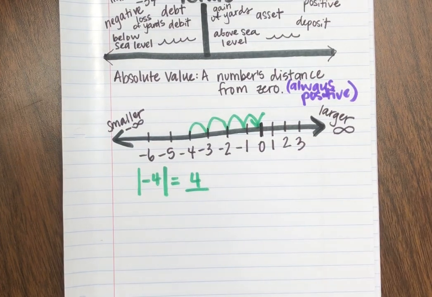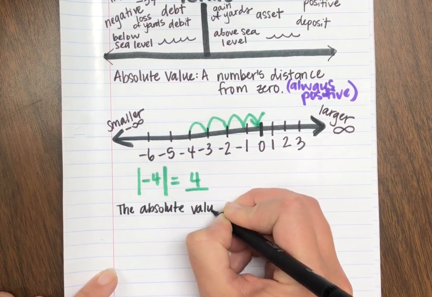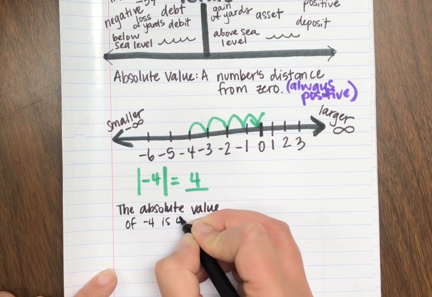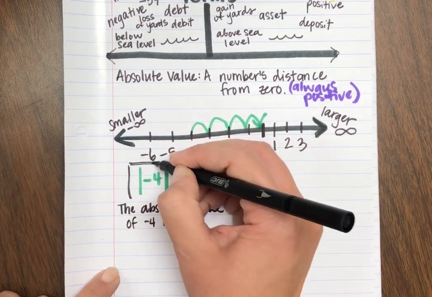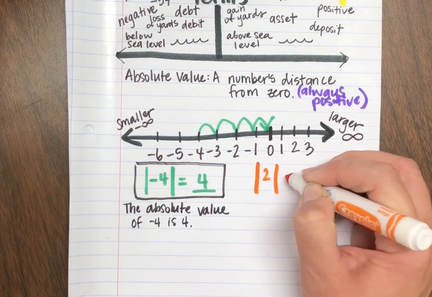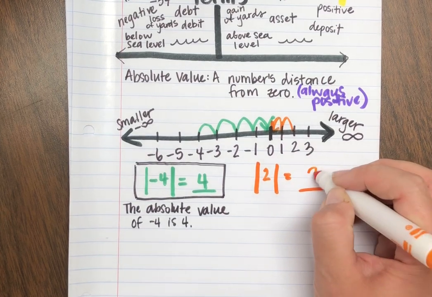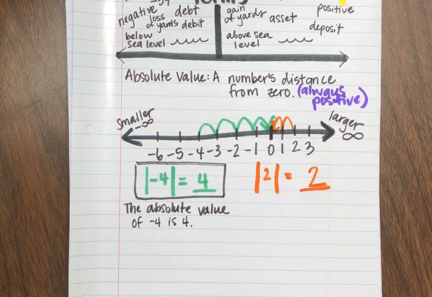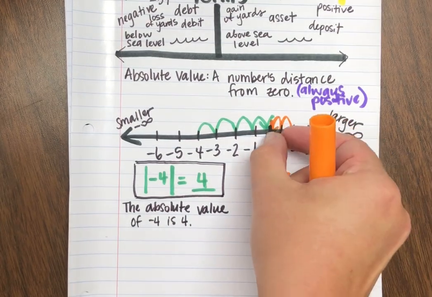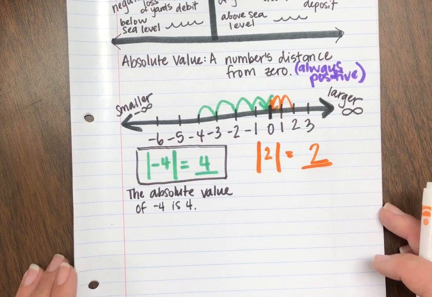Let's write that in a sentence so we know what happened there. The absolute value of -4 is 4. So that's what this number sentence means. Let's do another number. What would be the absolute value of 2? How many jumps did it take me to get to 2? A number's distance from 0. Distance is always positive. It just took me 2 jumps. It doesn't matter that I jumped backwards to 0. It's just asking how many spaces did it take me to get there. So always positive. That's going to be helpful when we're adding integers, so you're going to want to keep that in mind.